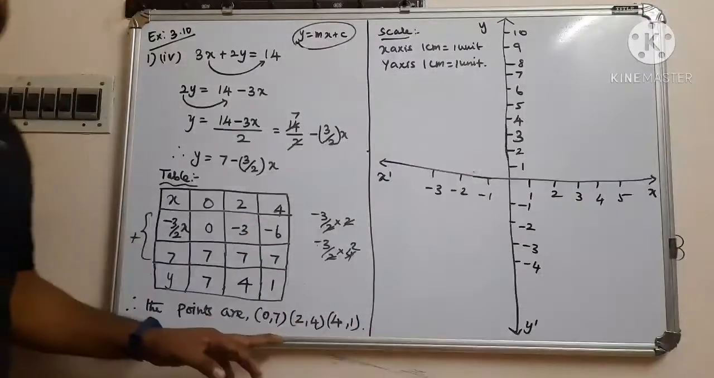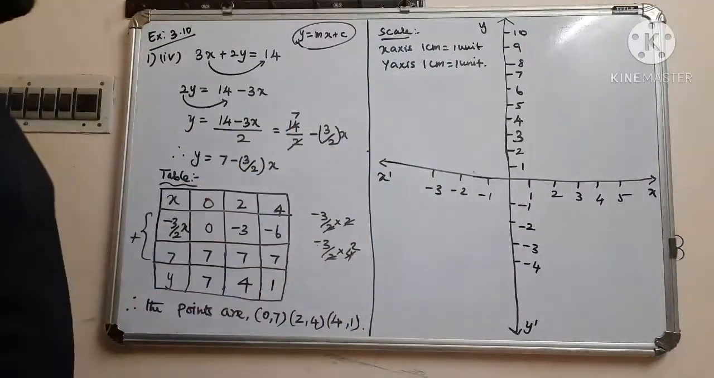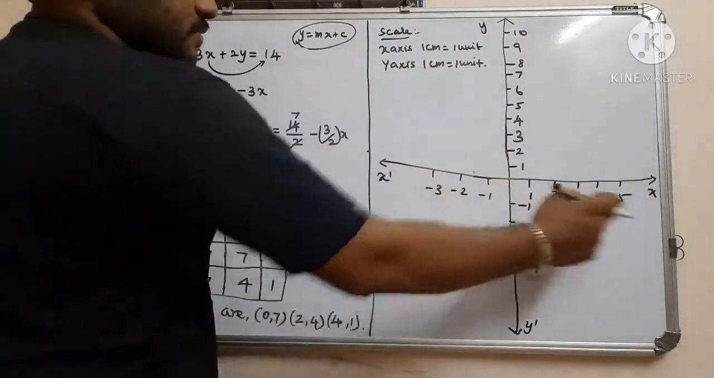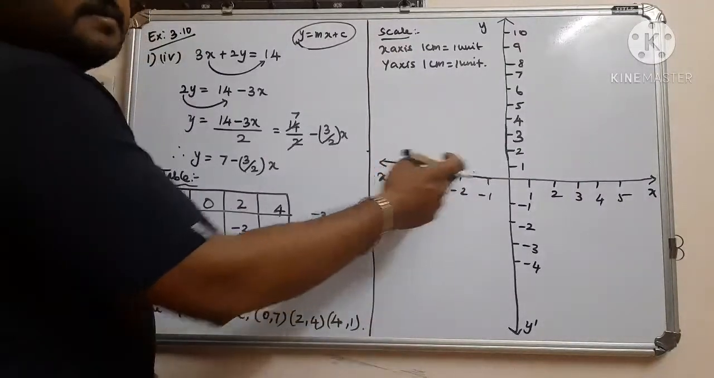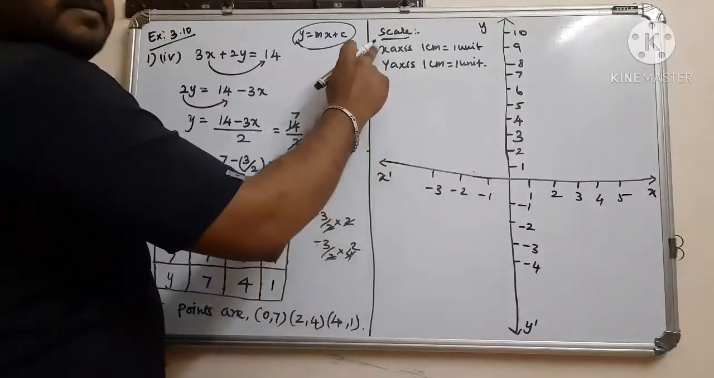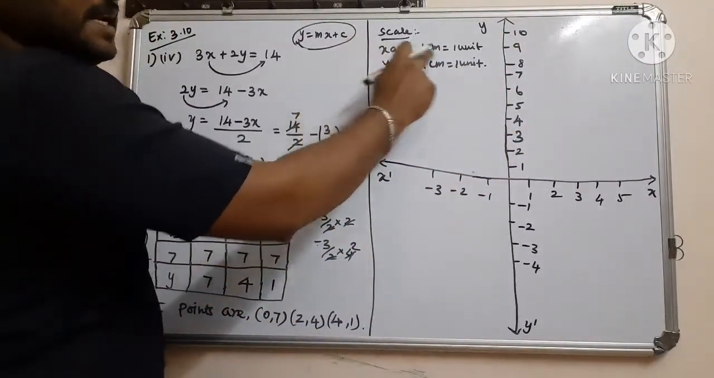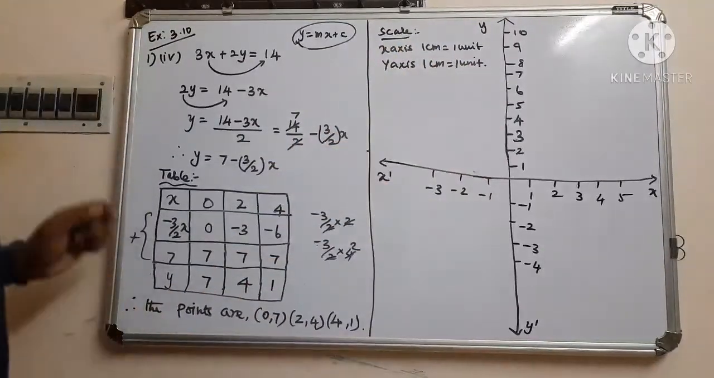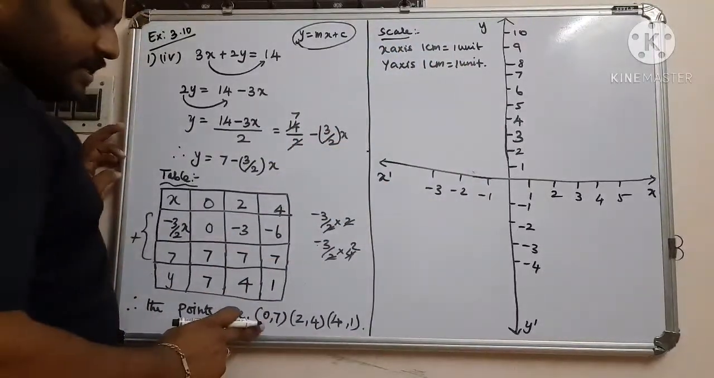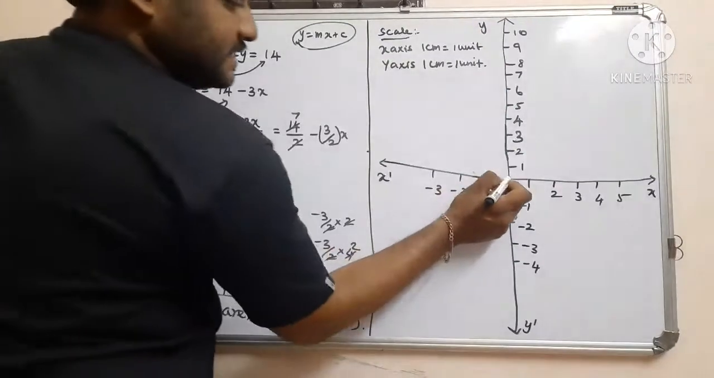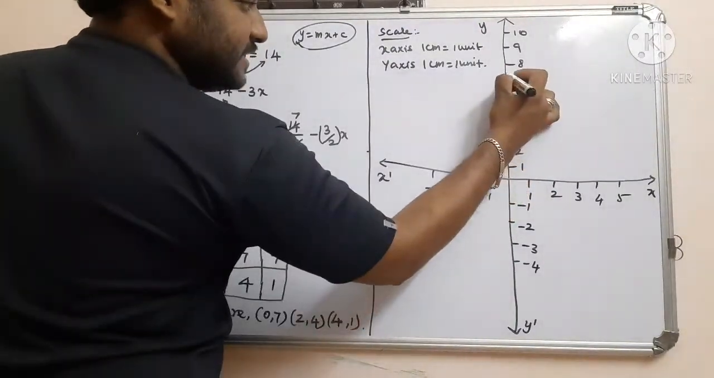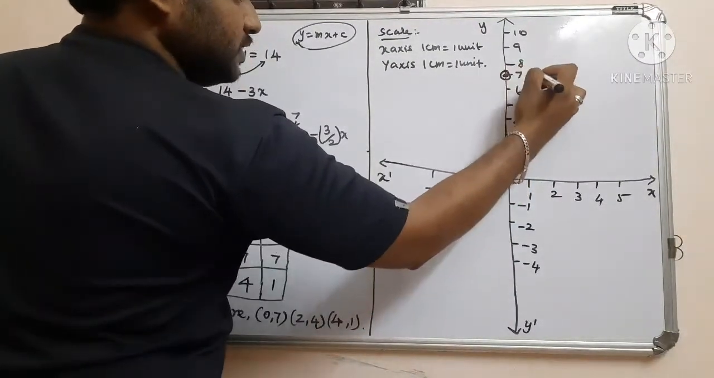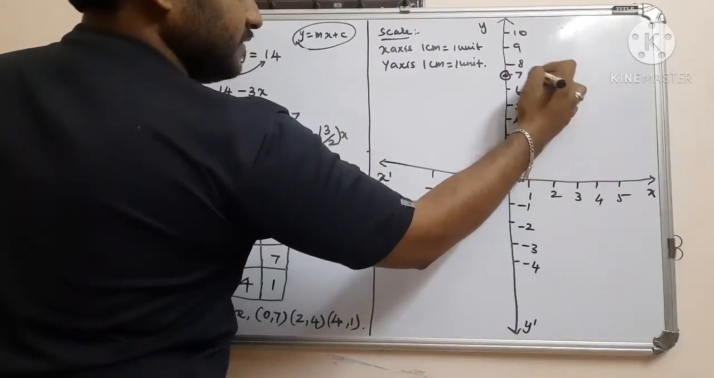Now we have to draw this line into the graph. Graph as it is, x-axis, y-axis. You have to write the values and then scale is a must. Scale x-axis 1 cm is equal to 1 unit, y-axis 1 cm is equal to 1 unit. First point is 0, 7. X is 0, y is 7. Where is 7? So 0, 7.